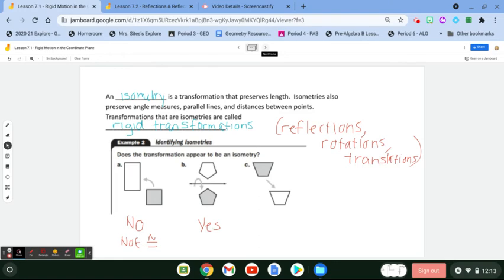And then for part C, since it looks like we're just picking that shape up and sliding it around, this looks like a translation. It also looks like the shape appears to be about the same in length. We would say yes, that this would appear to be an isometry.